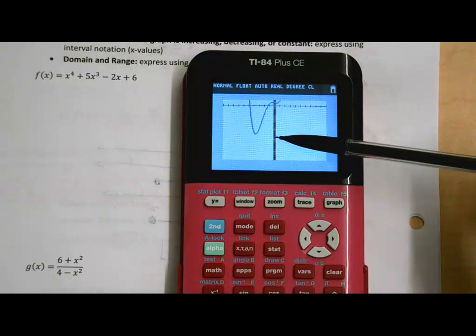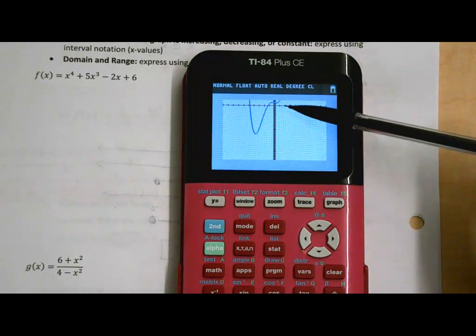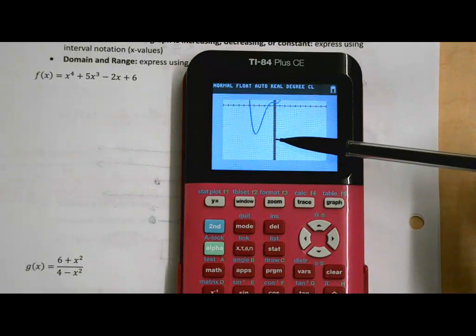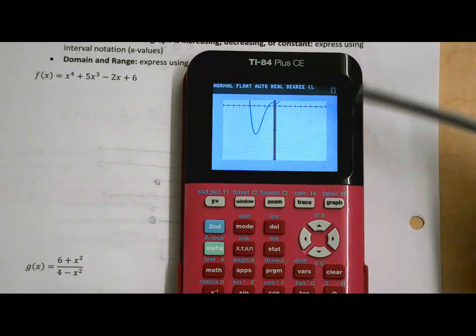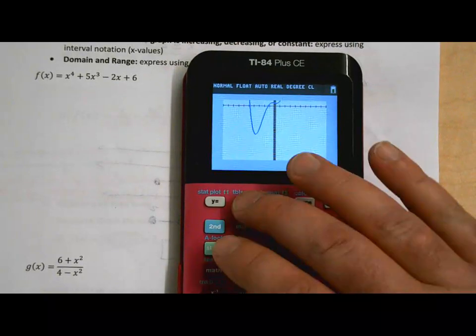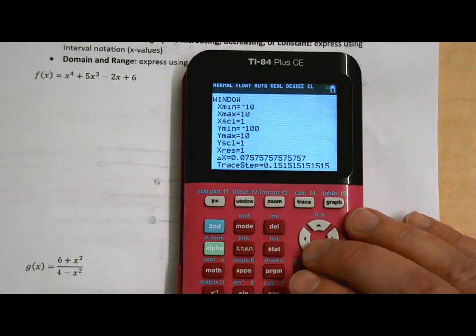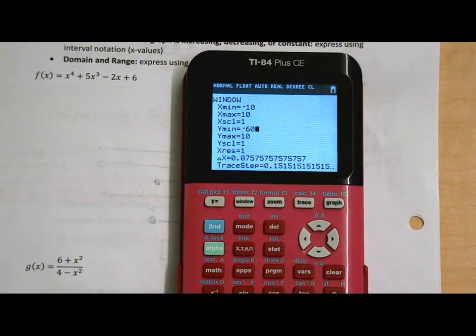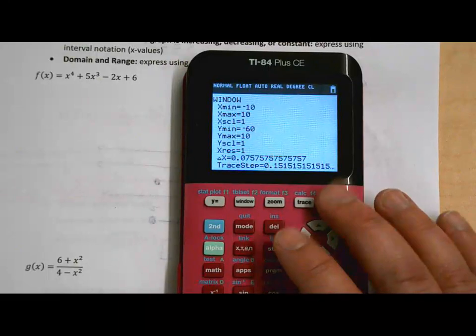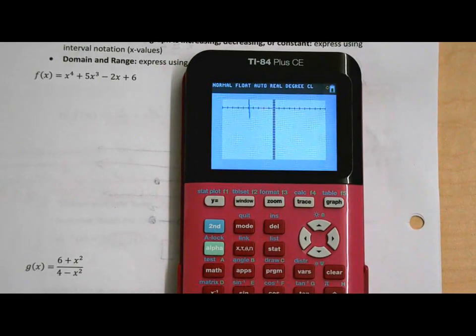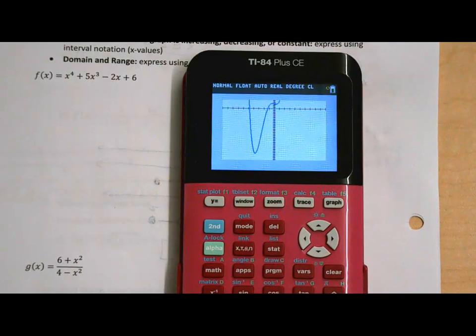Someone want to estimate how far down that is? This is 0 and this is -100. What do you think? -60? Yeah, go back to your window and change your Y min to negative, I don't know, let's try -60 and see what that gets us. Yeah, I think that's good. And we can still kind of see that wiggle up top. So adjusting the window is going to be one of those things that you're going to get used to over time, especially when you're doing an application problem.